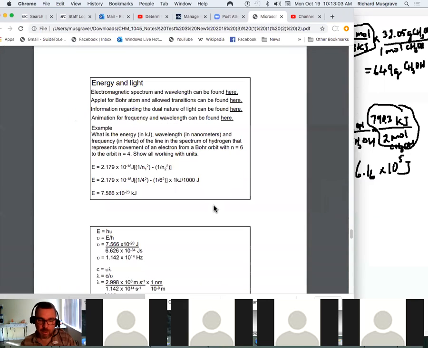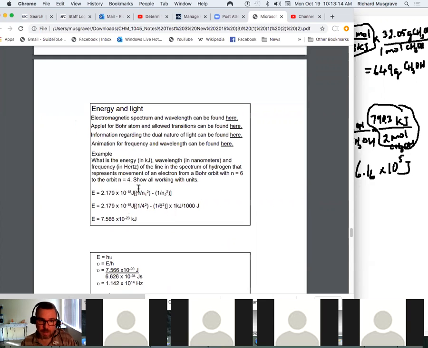We'll talk about energy and light here. I know I was going to cover this on Wednesday, but we're going to work a little bit ahead so that we can get a little bit ahead for when I won't be here next Monday. All right, let's first of all talk a little bit about the electromagnetic spectrum.